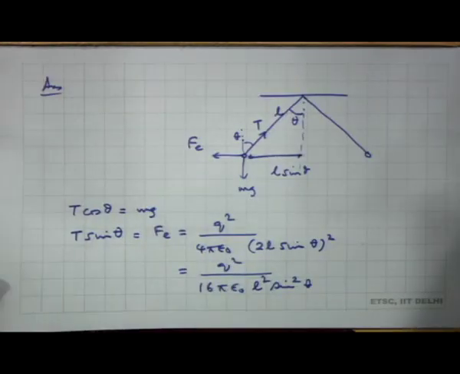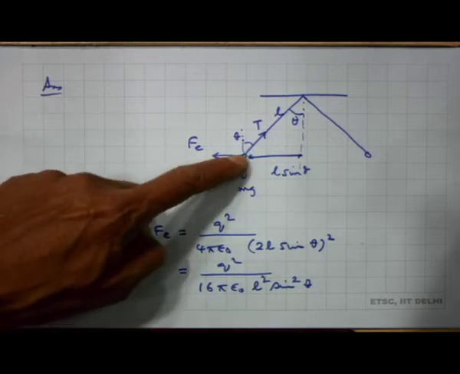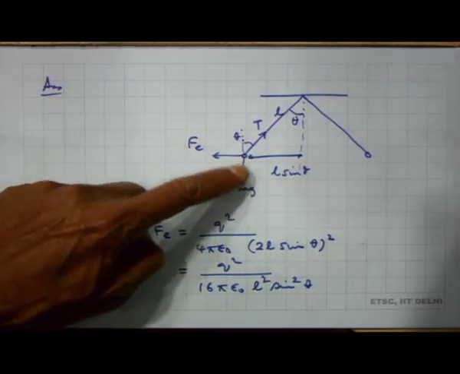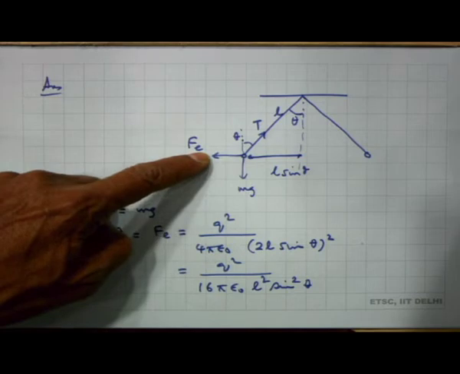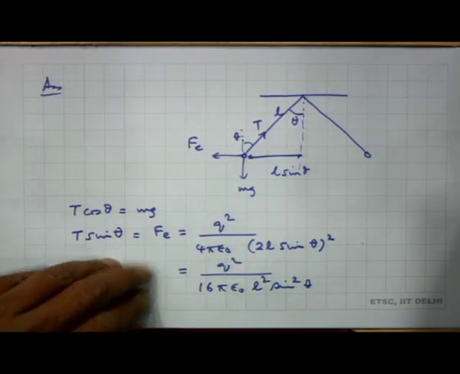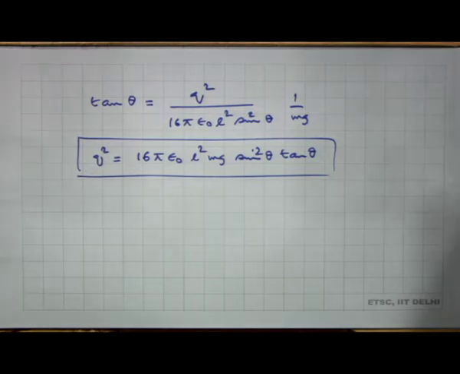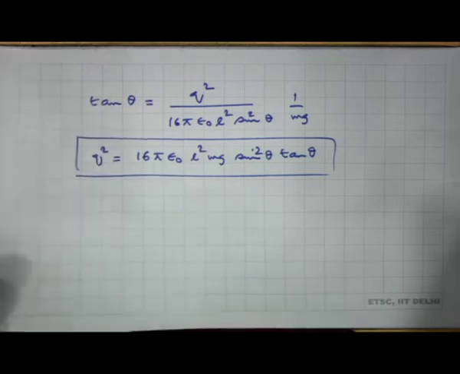What is essentially happening is I have to write the force balance equation. There is a weight acting downwards, there is an electrostatic repulsion acting sideways here, and there is a tension in the string. So, I can write down the force equations and eliminate the tension and get a solution connecting the charges and the angles.